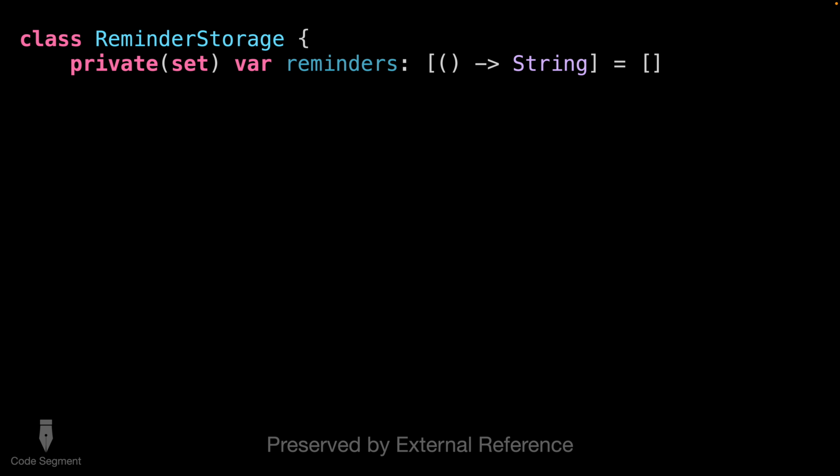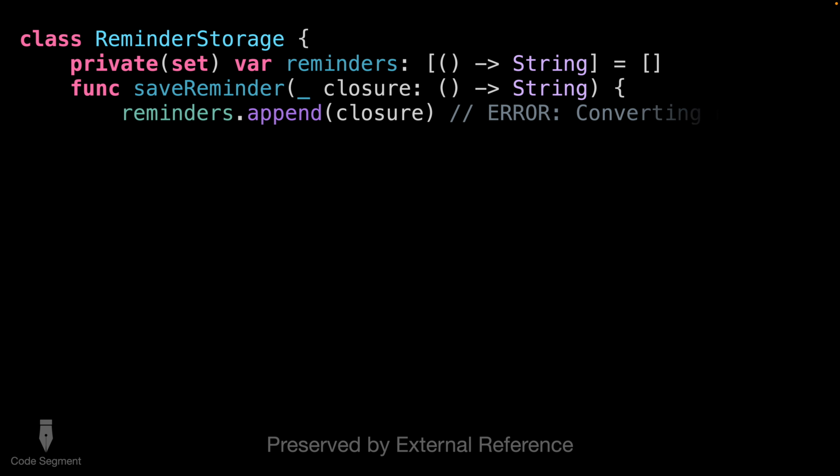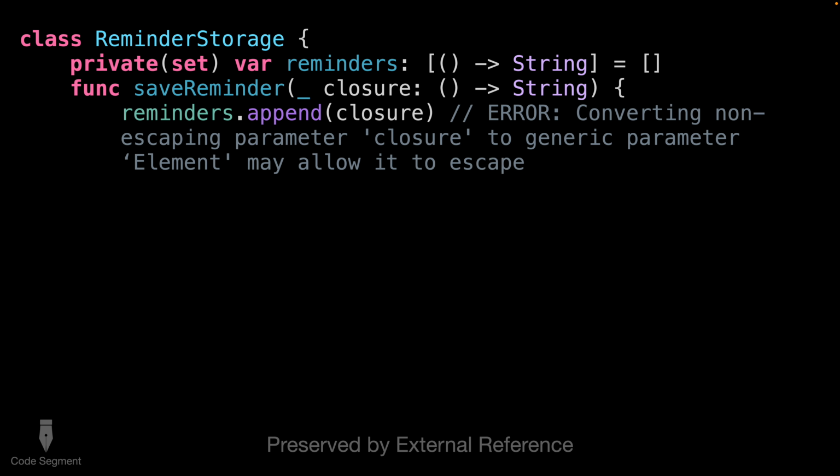And it's going to have an array of these closures, and these closures are going to return a string, right? They're a reminder that returns a string. So here we have this function save reminder. We have as the only parameter this closure that returns a string. And then here we're going to do reminders.append closure. So basically we're just saying save reminder, we pass a closure in and then we save it to use later. That's the goal of what we're doing here in the code. And the compiler immediately yells at us because it's a jerk. And it says converting non-escaping parameter closure to generic parameter element may allow it to escape.